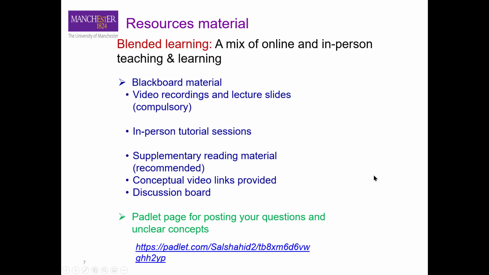In terms of teaching, we will be using a blended learning approach. What it is, it's a mix of online and in-person teaching techniques. You will have a pre-recorded lecture available to you on Blackboard in the form of pre-recorded videos and lecture slides that you need to review before coming to the lecture.